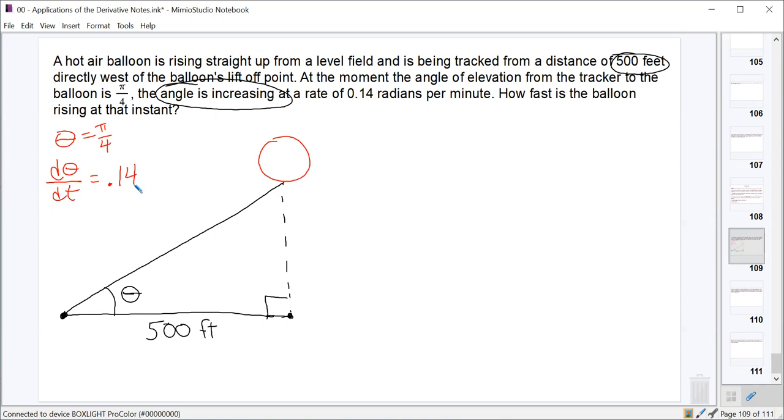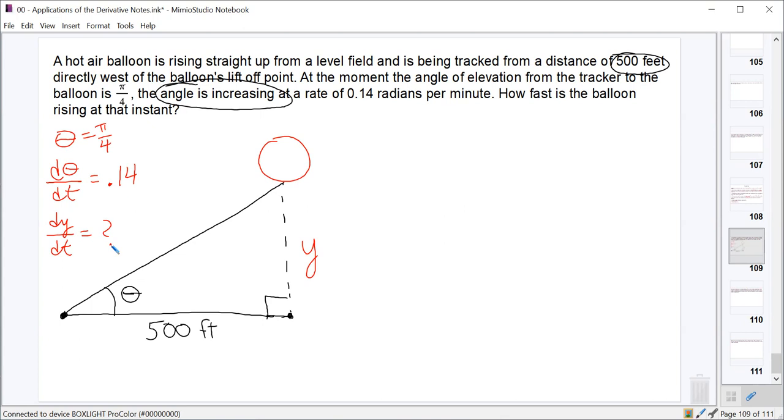And then the final thing it tells us is that we want to know how fast the balloon is rising at that instant. Well, the speed or the velocity at which it's rising is a change in this distance right here. So I'm going to call that distance, just since it's vertical, I'll call it y. And we're looking for the rate of change of y with respect to time, which should be dy/dt. From there, we just need to write an equation that relates theta and y and probably uses that 500 in it. And then we'll take the derivative with respect to t.